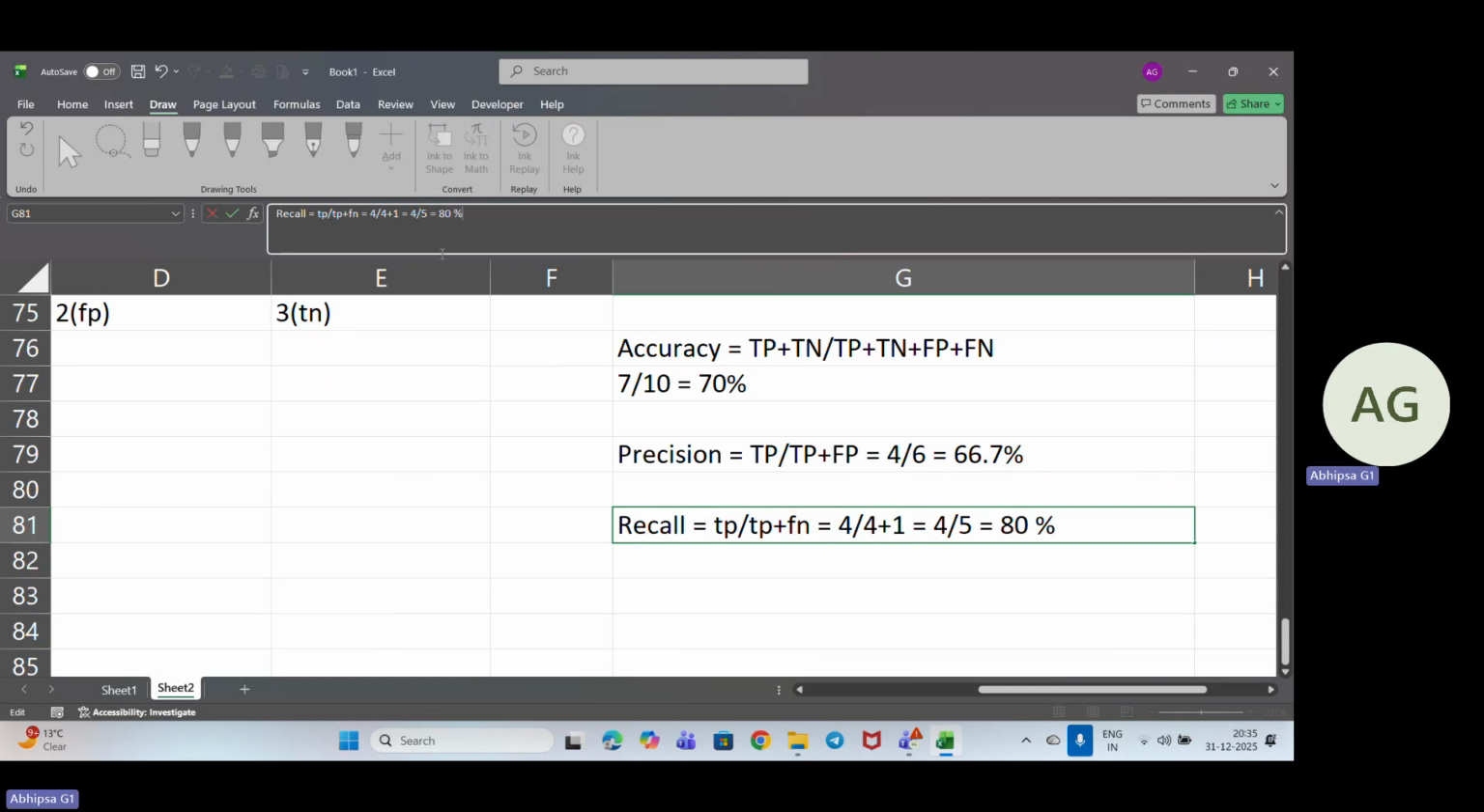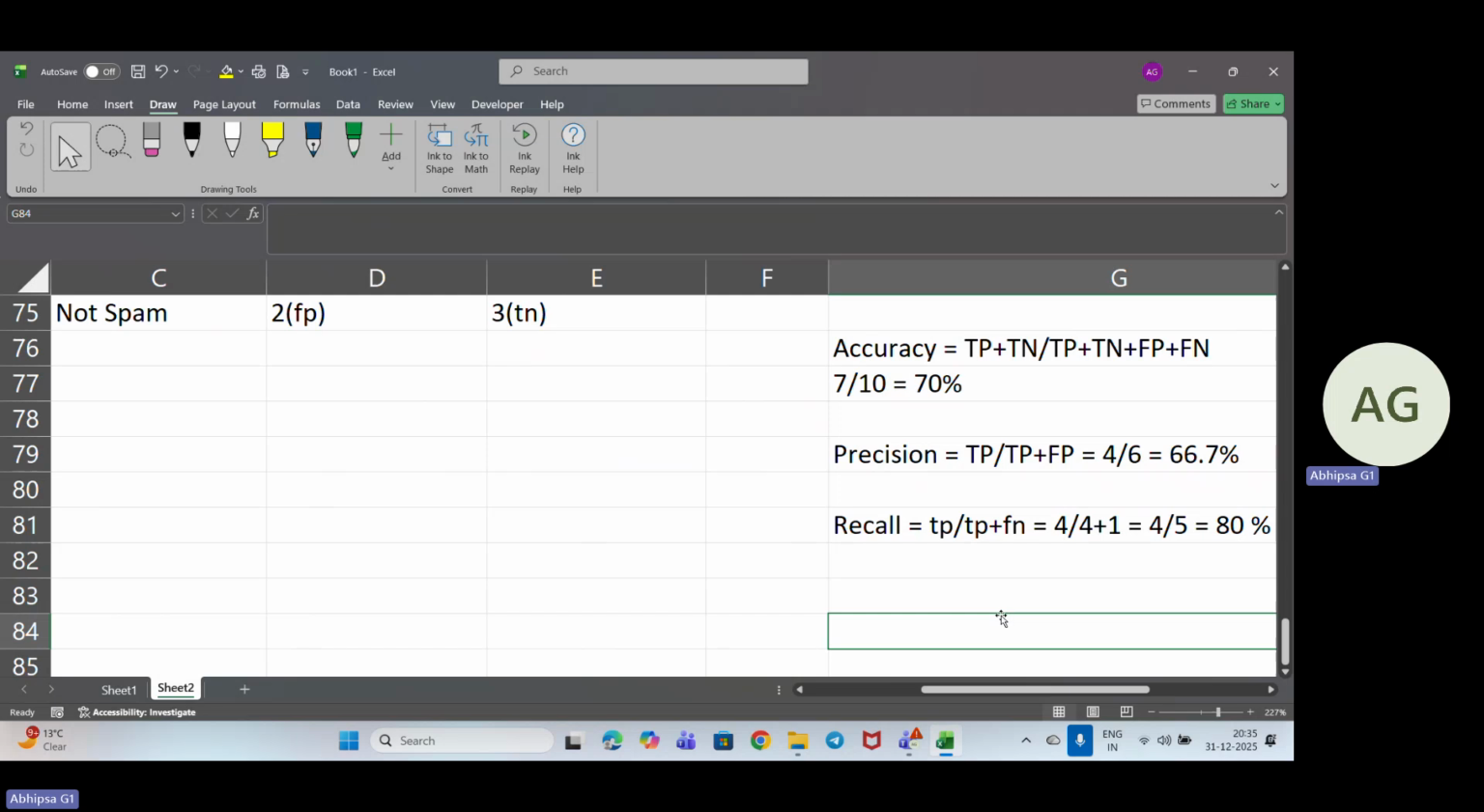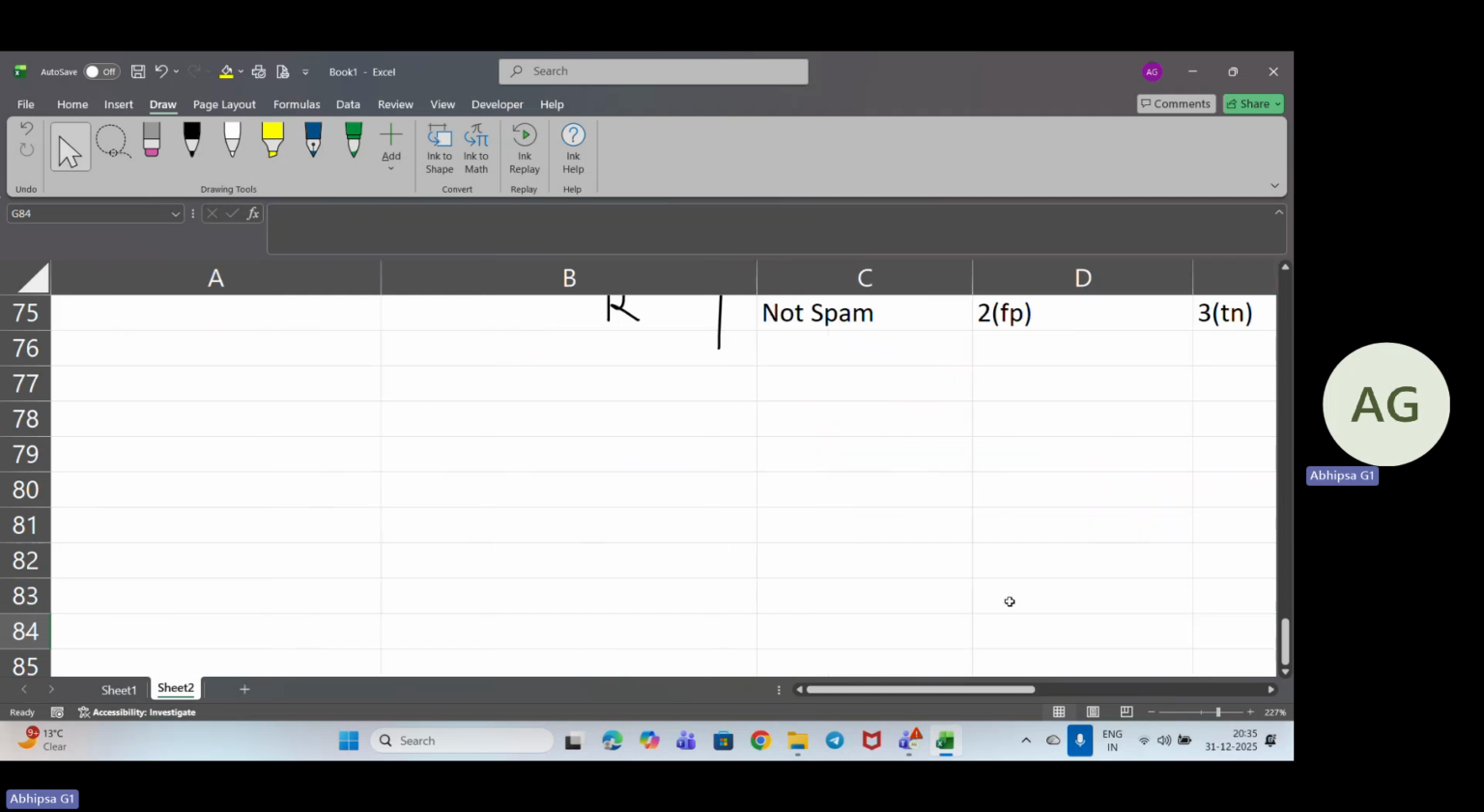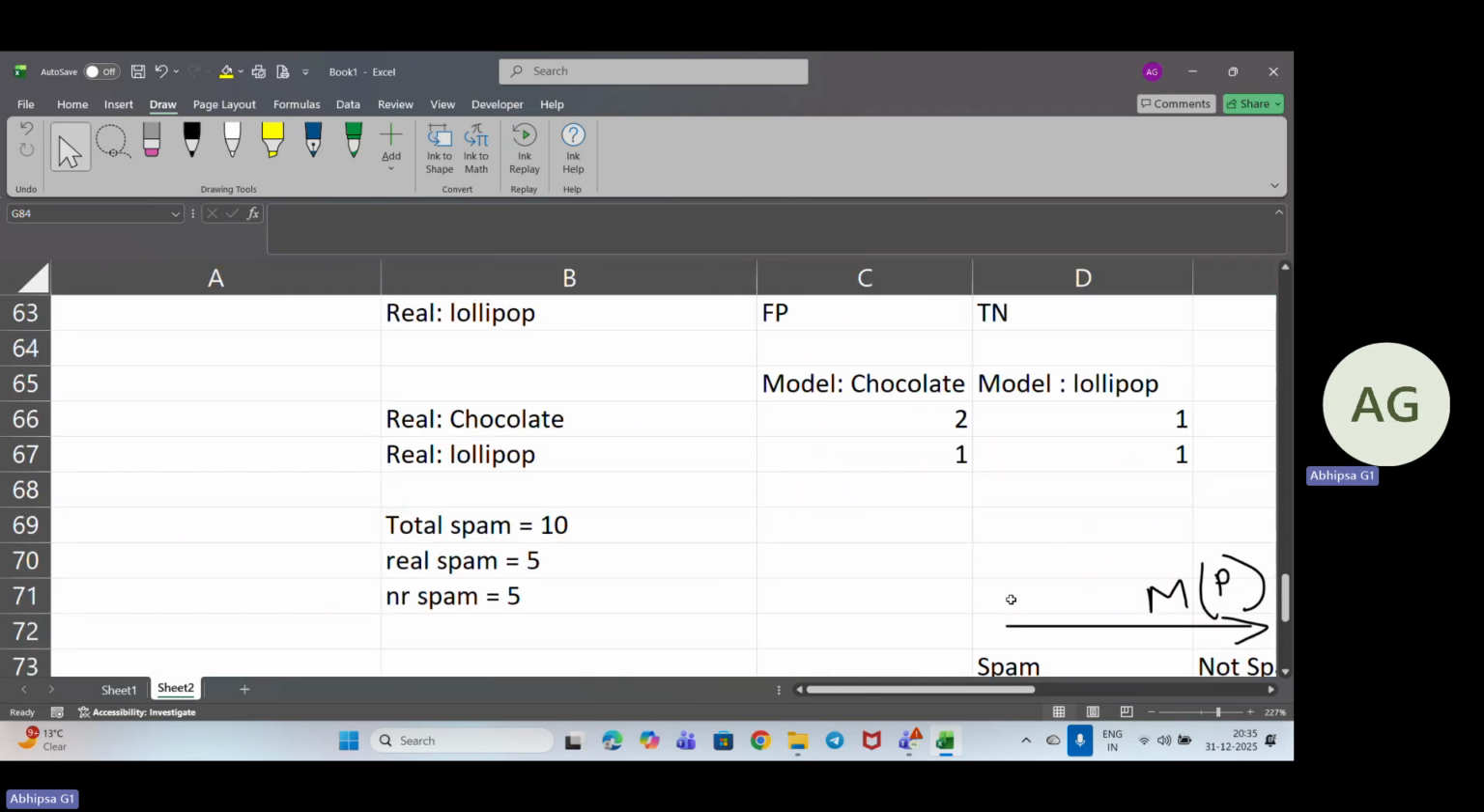Okay, so this is how we need to calculate. TP is like picking the chocolate correctly. TN is ignoring the lollipop correctly. FP is picking a lollipop thinking it was a chocolate, and FN is missing the chocolate thinking that it was a lollipop. Okay, so this is the confusion matrix. From the confusion matrix we can calculate everything, like accuracy, precision, recall. We have discussed all of this in detail.